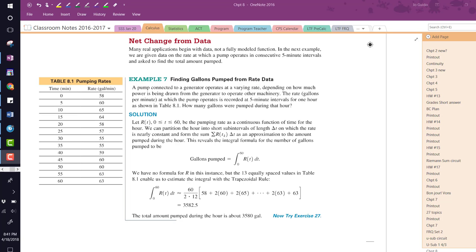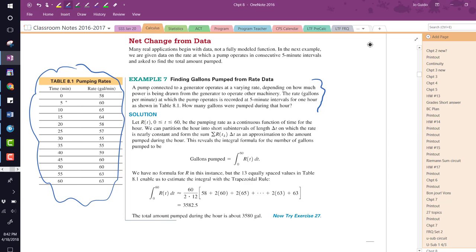Okay, on example 7, pause the video if you would and take a minute to read example 7. We're going to find gallons of, I don't know what we're pumping, gallons of something that were pumped. A pump connected to a generator, depending on how much power is being drawn. Gallons per minute at which the pump operates is recorded at 5-minute intervals. So we don't have continuous data here. We have a set of data that tells us every 5 minutes the rate at which the pump is pumping whatever it is that it's pumping.